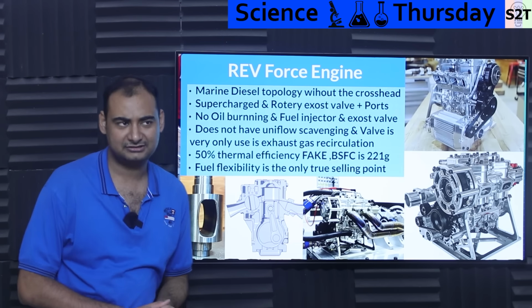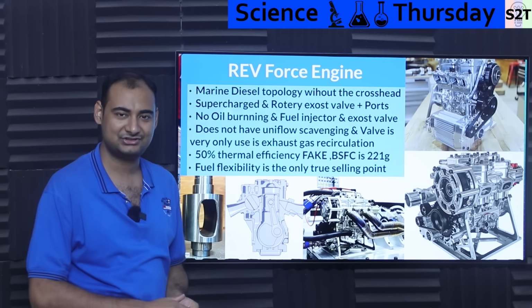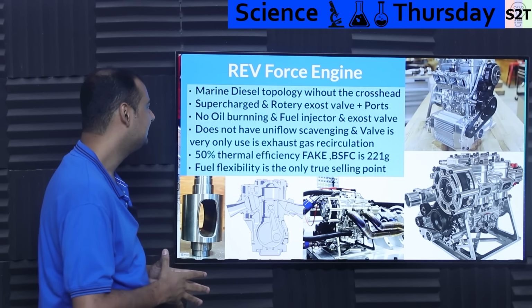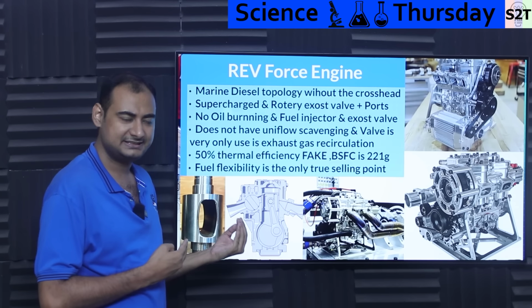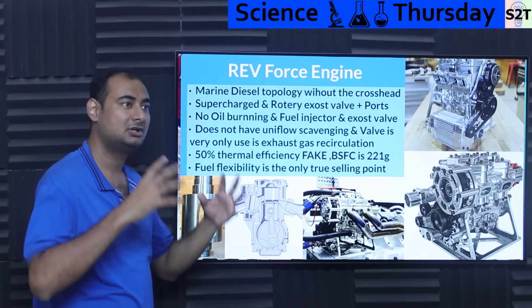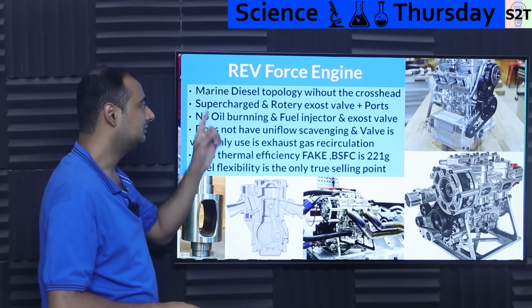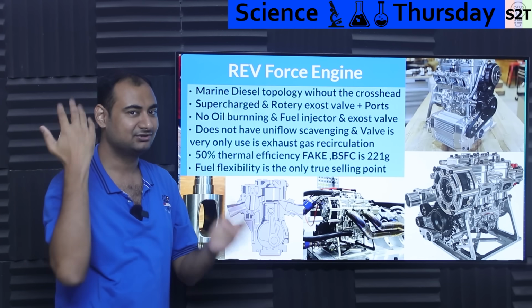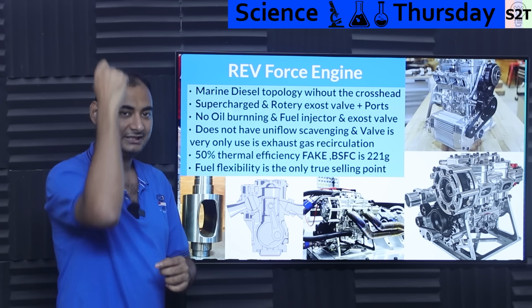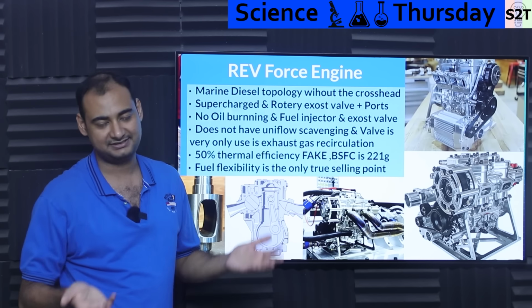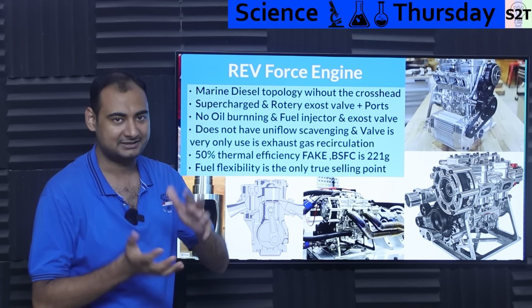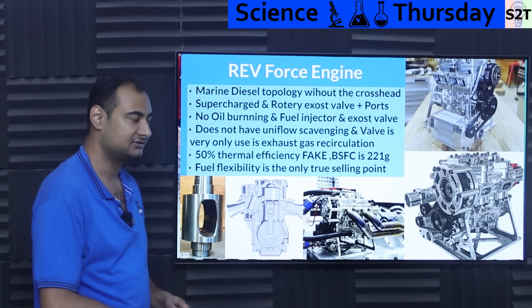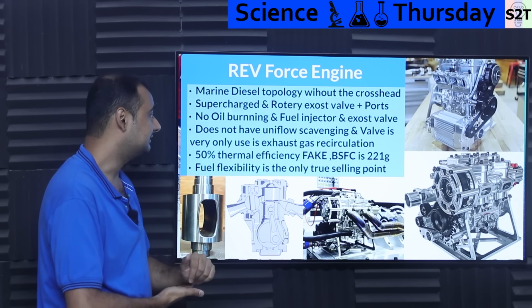Now we come to the modern hype engine, that is the REV Force engine. Driving 4 Answers made a very amazing video about this. Although all this engine is doing is basically giving you the same topology of two-stroke without the crosshead. In a normal marine two-stroke, you have a linear rod. You don't have a linear rod in your normal engine. You have a crank. You always do that. But the reason is it's far more compact. You need a compact engine for your car engines. For ships, size is free, so they can make it as large as they want. So they did that.